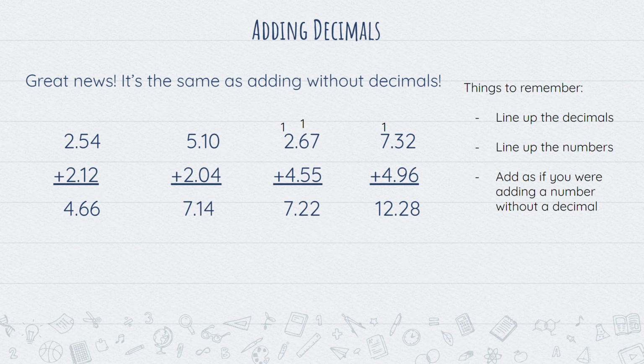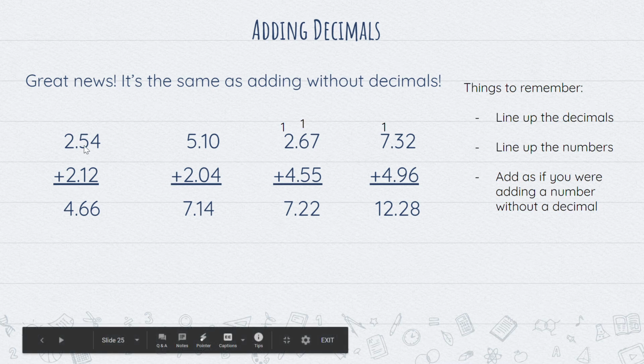All right, now we're going to move on to adding decimals. This is going to seem really overwhelming, but it's surprisingly easy. It's basically identical to how you would normally do any type of adding, except that you now have to worry about lining up the decimals, but we've had so much practice in lining up our digits that I think you're going to do very well with this. So remember to line the decimals up, line the digits up, and then add as if you were adding a number without a decimal. Just do what you would normally do.